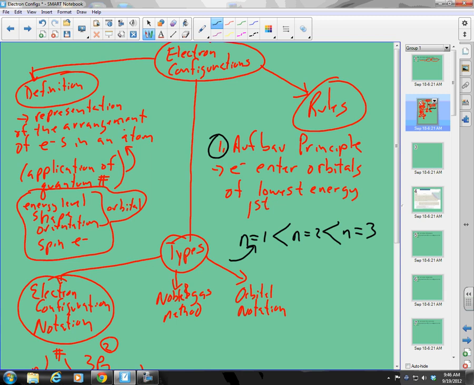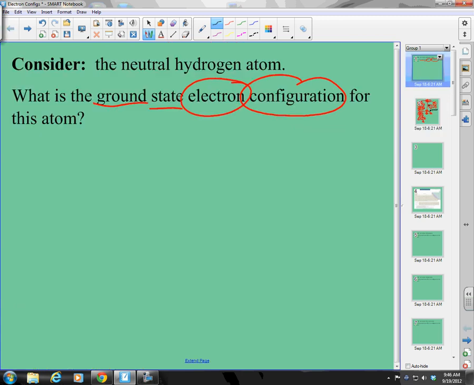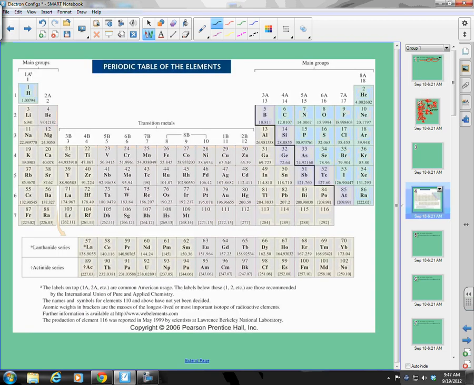All right, I think we can do our first example. What is the ground state electron configuration for the hydrogen atom? And we're talking about electron configuration notation here, not orbital notation or any of the others. So first, we have to figure out how many electrons hydrogen has. And to do that, let's go to the periodic table. Here's hydrogen. Hydrogen has 1 there. 1 means what? 1 proton, but if it's a neutral atom, that means it has 1 electron.